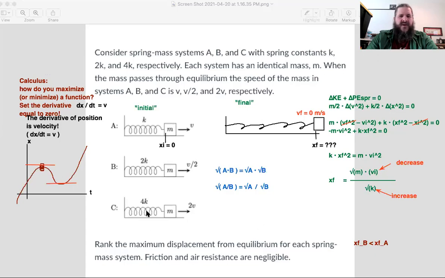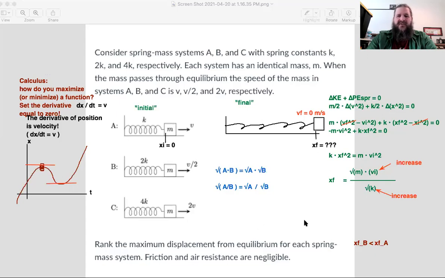Then let's take a look at situation C compared to situation A. We're still using the same mass, so square root of m doesn't really matter. We're launching it at a faster speed, so we're increasing the initial speed. And we're also using a stronger spring, specifically 4 times as strong. So we've got an increase in the numerator and an increase in the denominator. If you're increasing the numerator, that's going to make the result larger. If you're increasing the denominator, that makes the result smaller. So this is kind of ambiguous. We're going to need to actually look at exactly how it's changed.